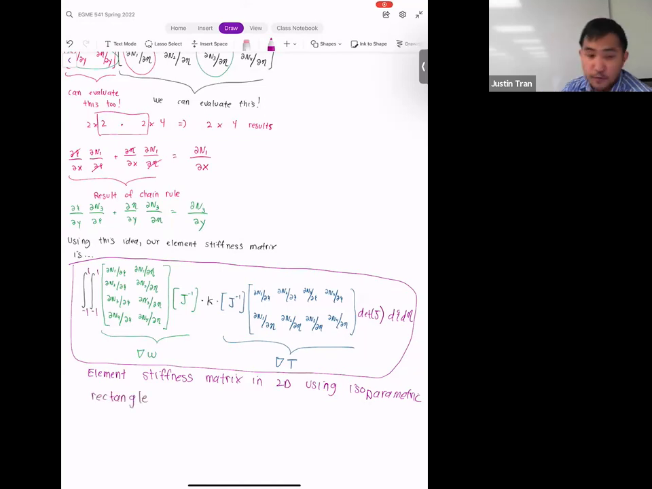Specifically, this is for an isoparametric rectangle. Inside the determinant is the Jacobian, so it's the determinant of J. J here, remember, is our Jacobian.